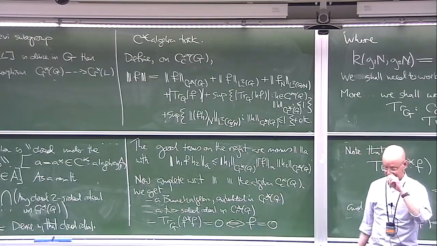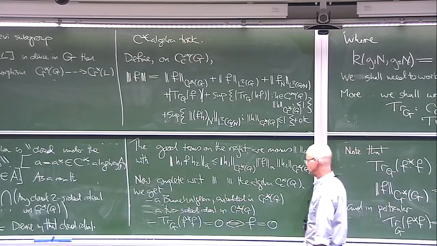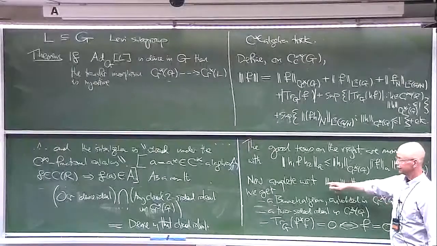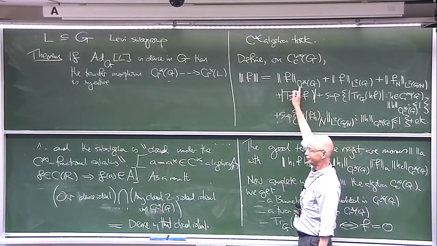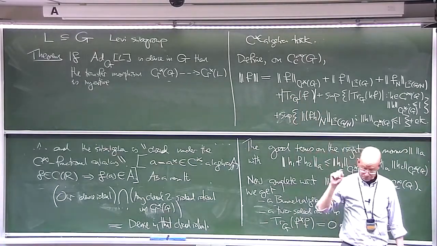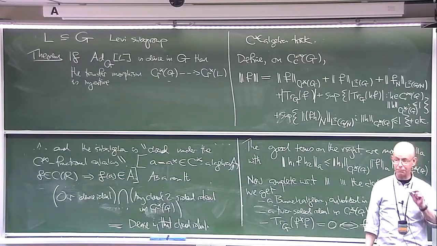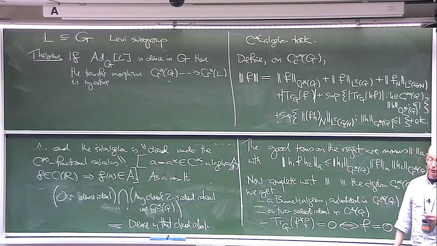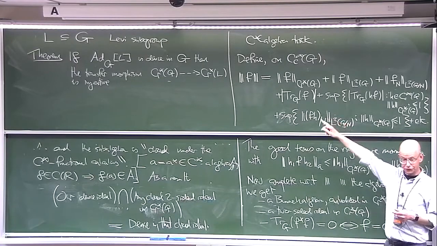Question: could you just say again what this two-sided ideal is? It's the completion of the smooth compactly supported functions in this norm. Thanks to the fact that we threw in the Cstar algebra norm at the beginning, this maps continuously into the reduced Cstar algebra. In fact, that map is one-to-one. So the image is the subalgebra I'm talking about: the image of the compactly supported smooth functions, completed with respect to this norm.